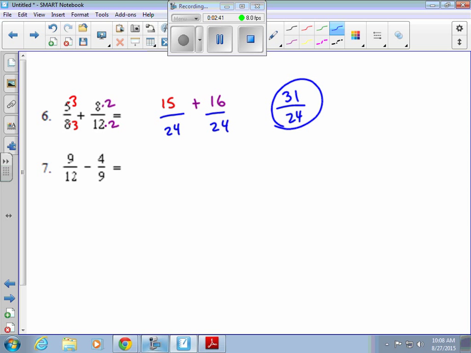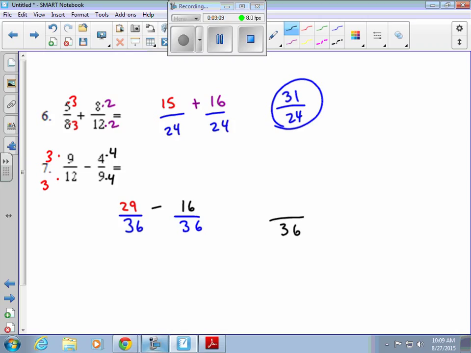Same thing with number 7. The bottom number has to be the same. Both 12 and 9 go into the number 36. So we'll change the bottom number to 36. 12 has to multiply by 3, so multiply 9 by 3 to get 27 on top. 9 has to multiply by 4 to get 36, so multiply 4 by 4 to get 16. Now we have the same number on the bottom, 36.